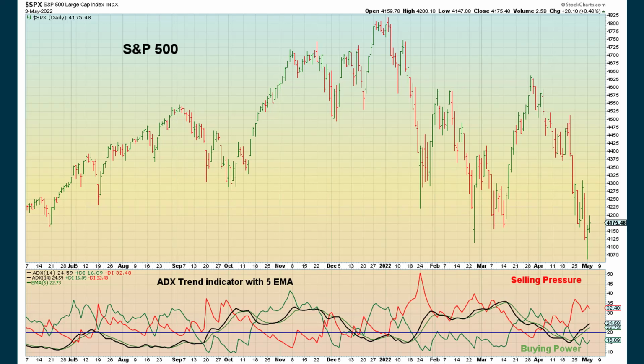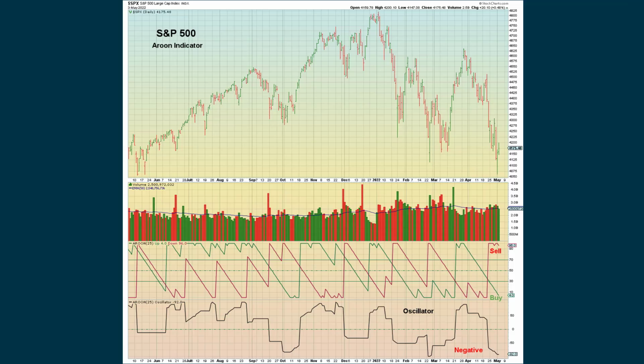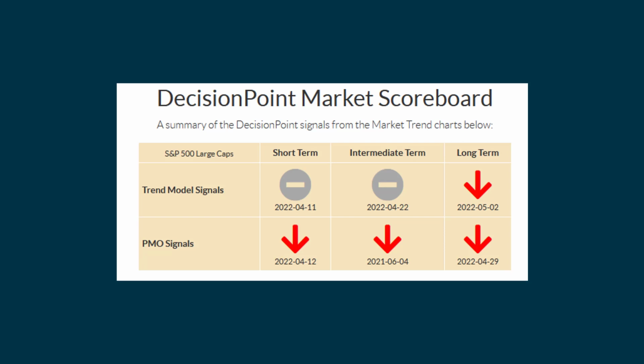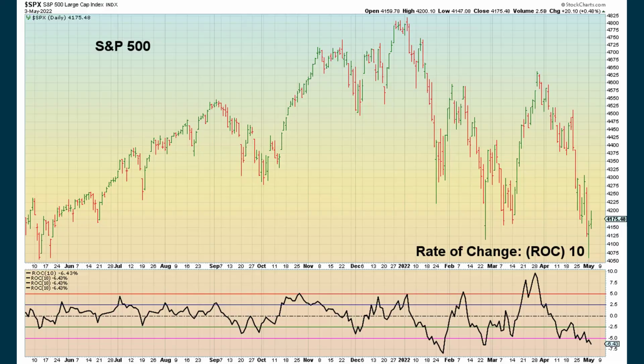The dark line is declining above the moving average, and the red line is on top. The Aroon continues to be negative with sellers at the top. That means they're in control, and we're seeing a decrease in buyers. When you compare the two, the oscillator down below is negative and declining. Intermediate term, no change. Everything is pretty much negative to neutral as far as decision point is concerned.